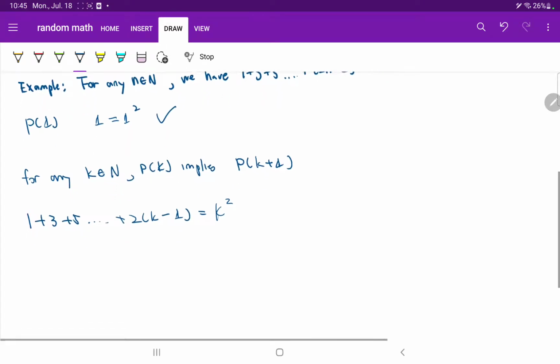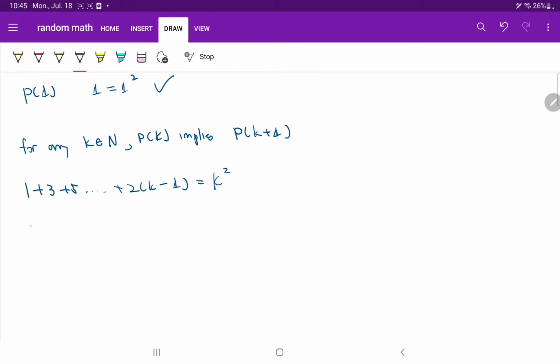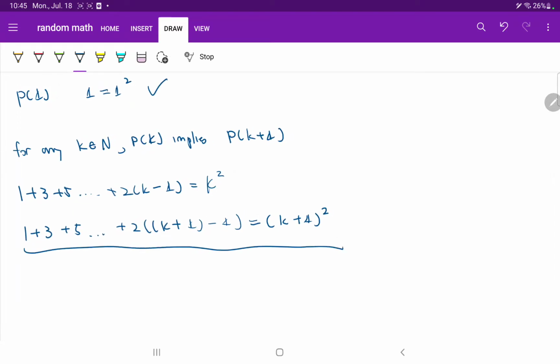And then we need to prove that 1 plus 3 plus 5 and so on, plus 2, now k is replaced with k plus 1, minus 1, is equal to k plus 1 squared. So this is what we're trying to prove: that there's a logical connection between these two statements.